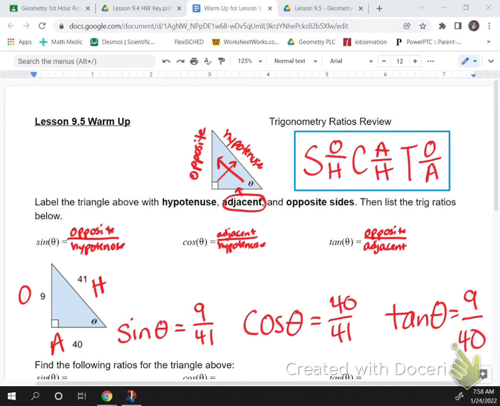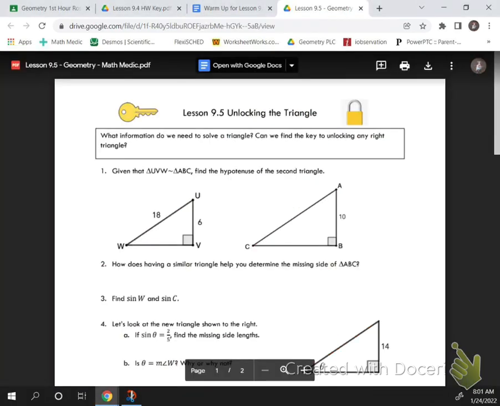This is what we did Friday. This is what we started. Today we're going to continue using these things. I would keep this warm-up out so you can take a look at it as we work through lesson 9.5. Let's look at 9. What information do we need to solve a triangle? Can we find the key to unlocking any right triangle? So we're going to explore this today, and we're going to start with number 1.